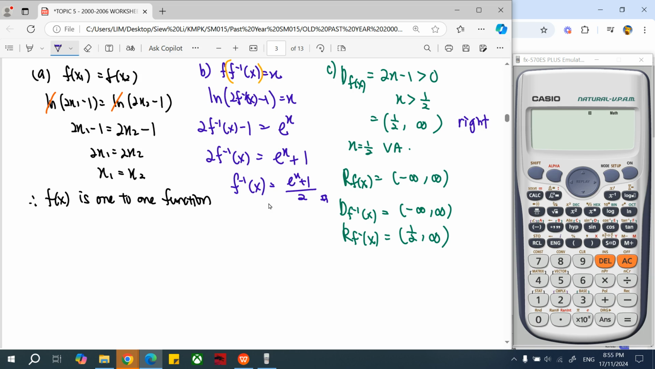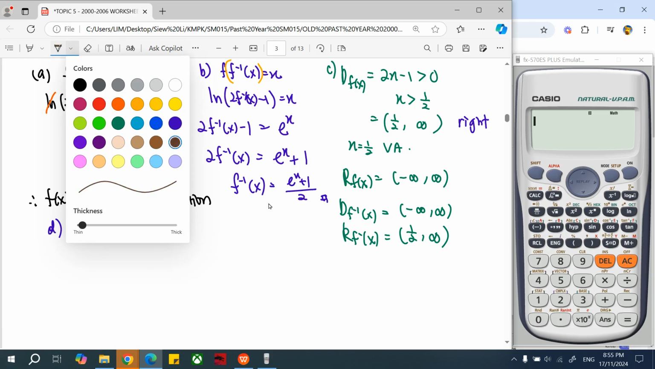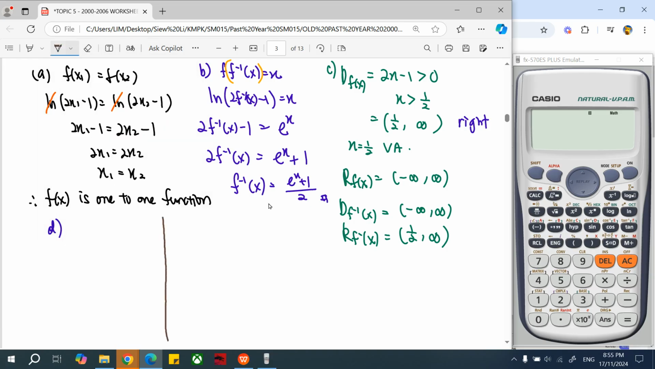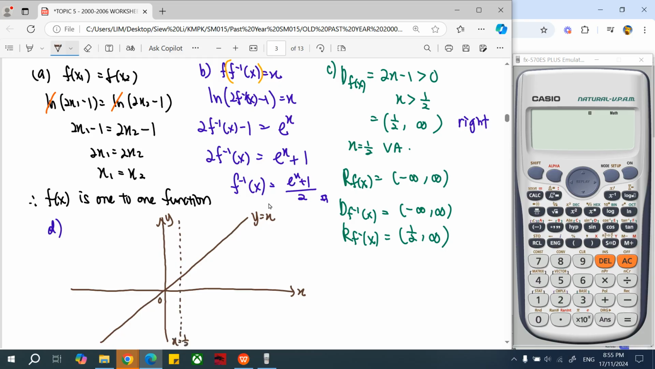Therefore, we can start drawing here. And for this graph, we need to draw the f inverse. Meaning that we need your axis of reflection, y equals x, which passes through the origin. Looking back at our domain, our vertical asymptote happens at 1 over 2. Here is our vertical asymptote for your log.